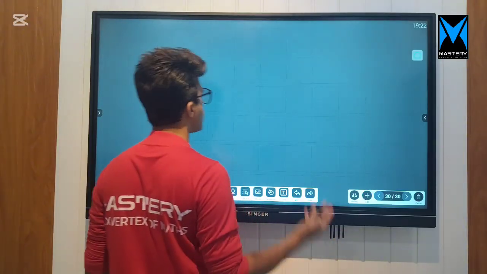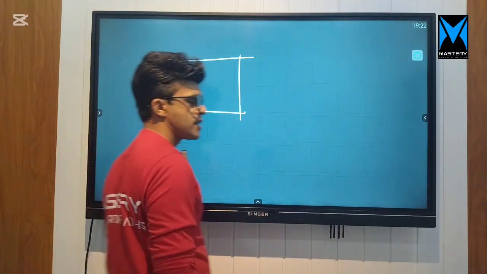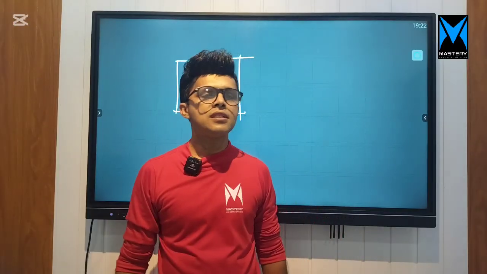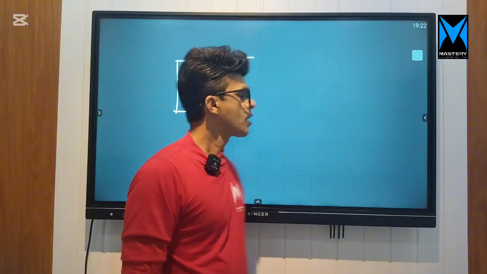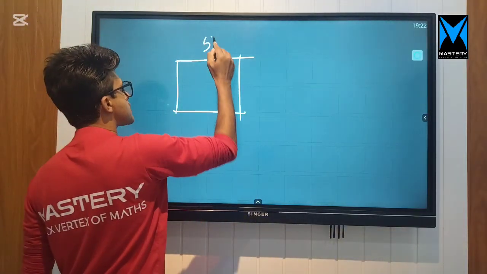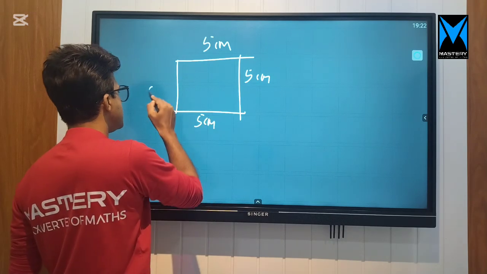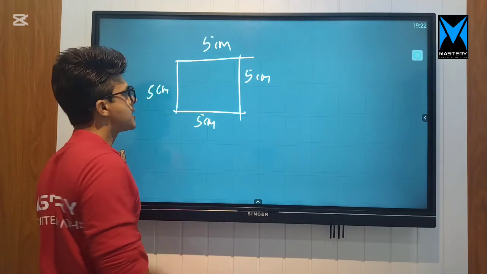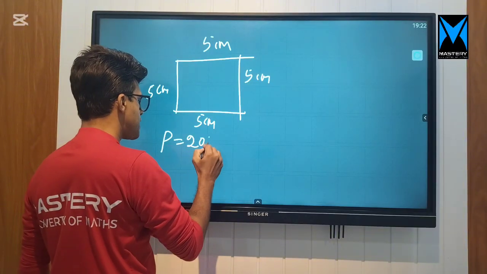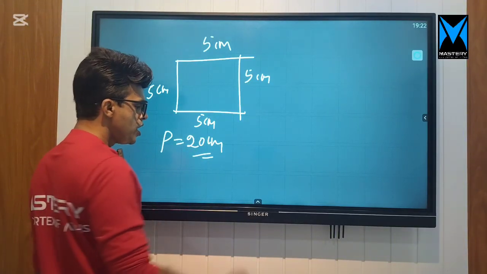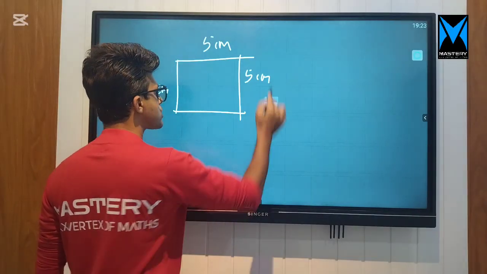Right now, how can you find the perimeter of this square? It's able to get the perimeter values in terms of unknown terms. I mean, generally if a side of this square is 5, you are able to get the perimeter: 5 plus 5, 10 plus 5, 15 plus 5, 20. That perimeter is 20 cm.